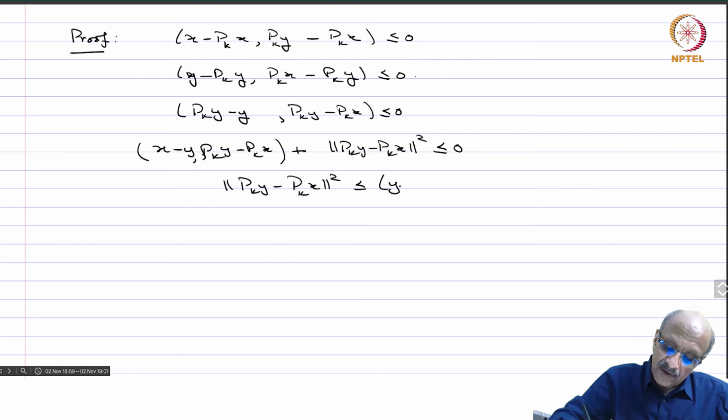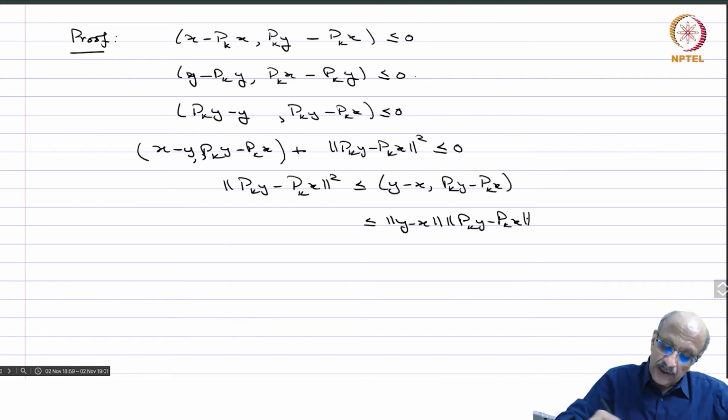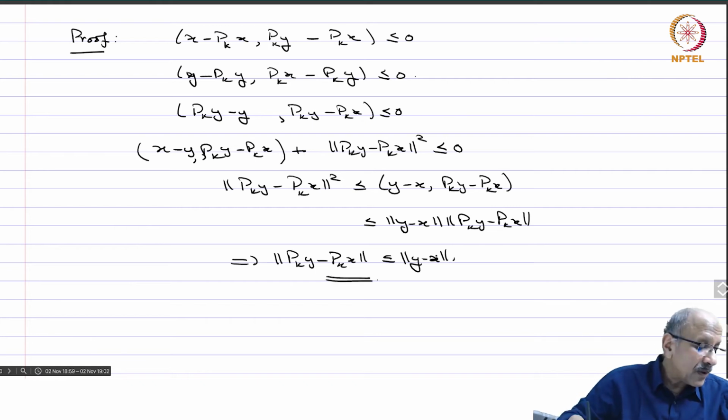So norm of P_K y − P_K x whole square is less than or equal to ⟨y − x, P_K y − P_K x⟩, because I take it to the other side, and now by the Cauchy-Schwarz is less than norm y − x times norm P_K y − P_K x. So I can cancel one norm P_K y − P_K x, so that will give you a norm of P_K y − P_K x is less than or equal to norm of y − x, and that proves this proposition.